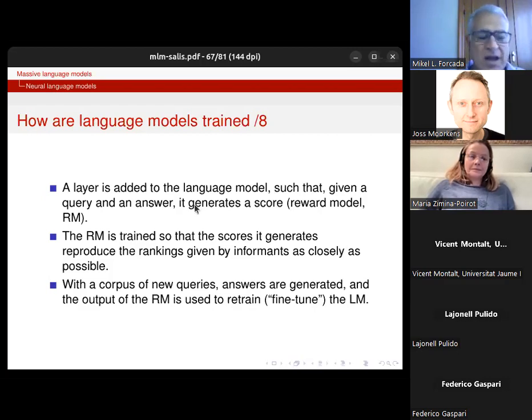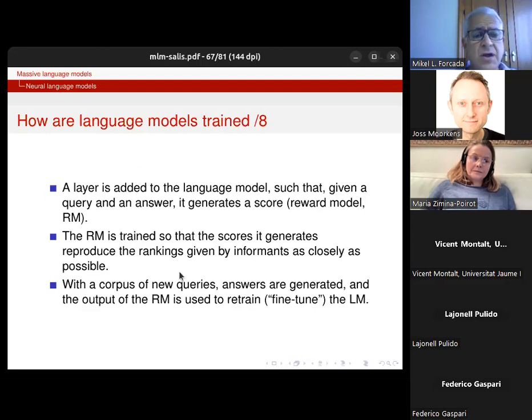So now that you have these rankings, what do you do with them? You try to teach the model to rank itself, to see how good its own answers are. So you basically add a layer that, given a query and an answer, generates a score, and that's called a reward model. That reward model initially would be random. It will give you a random reward, but you train it so that the scores it generates reproduce the rankings that were given by informants. So your neural network learns to reproduce the rankings that informants would give to its answers.